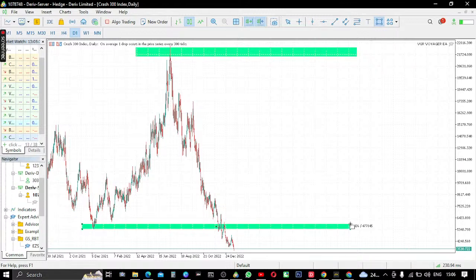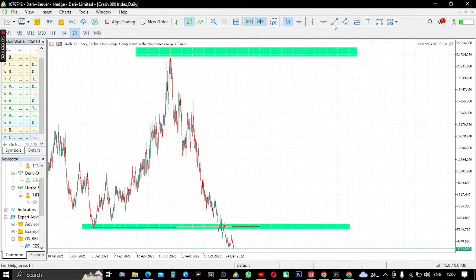The reason why I've picked this level instead of this one is because I want to take note of this breakout here. That's the reason why I've chosen this point. So I'll also pin out this one.